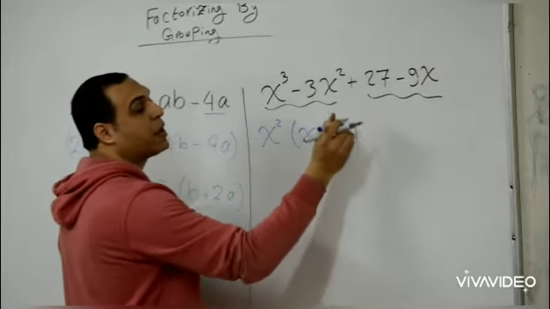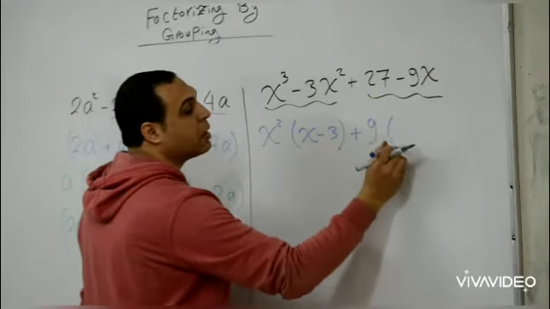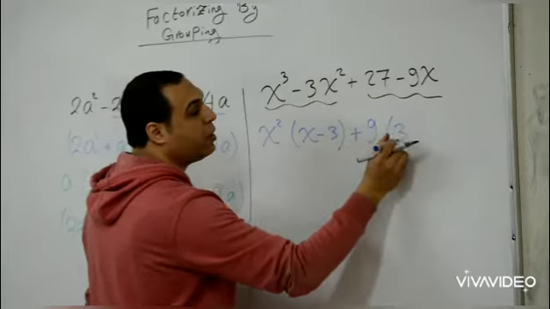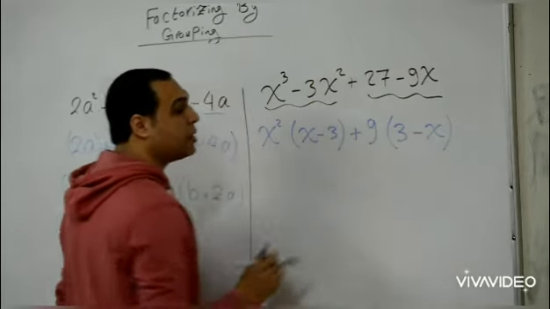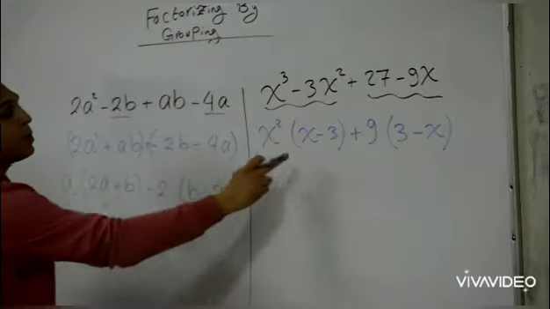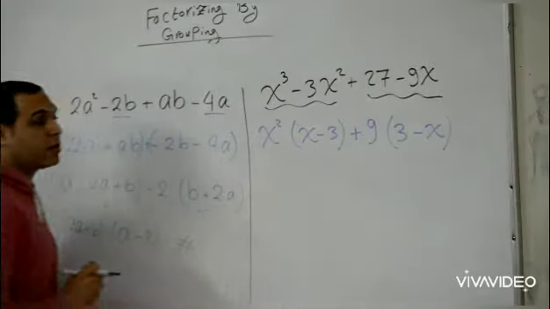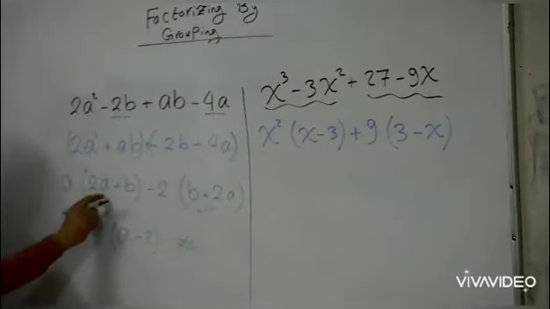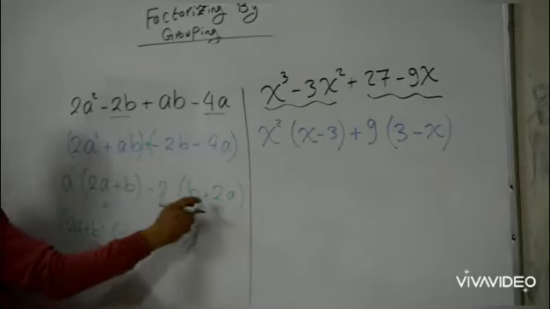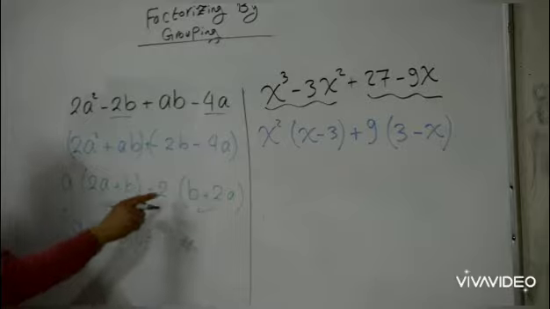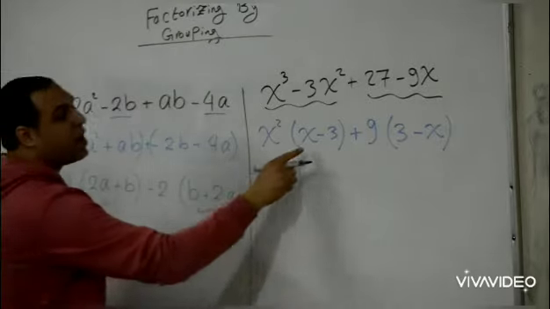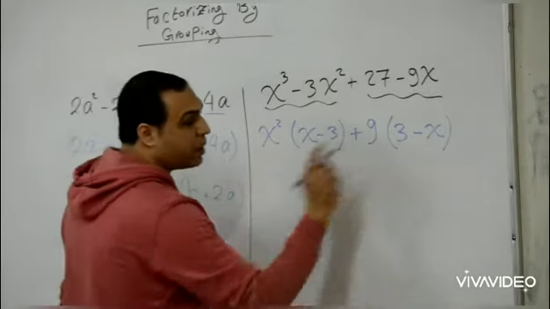Plus, the common factor from here is 9. 27 divided by 9 equals 3. Negative 9x divided by 9 equals negative 1x, which is negative x. Are these two brackets like each other? No, they are not. Two brackets are like each other when the sign between them is plus, and 2 plus 3 is like 3 plus 2. But 5 minus 3 would not equal 3 minus 5.